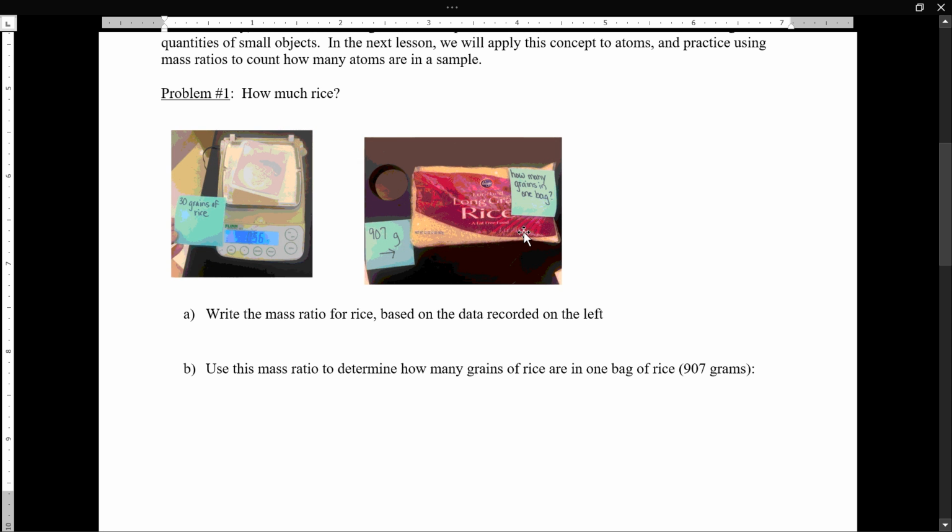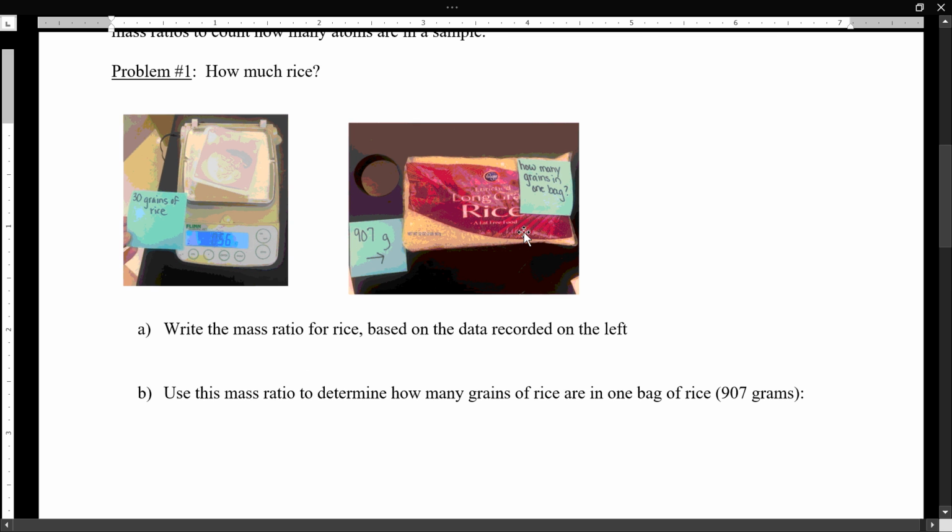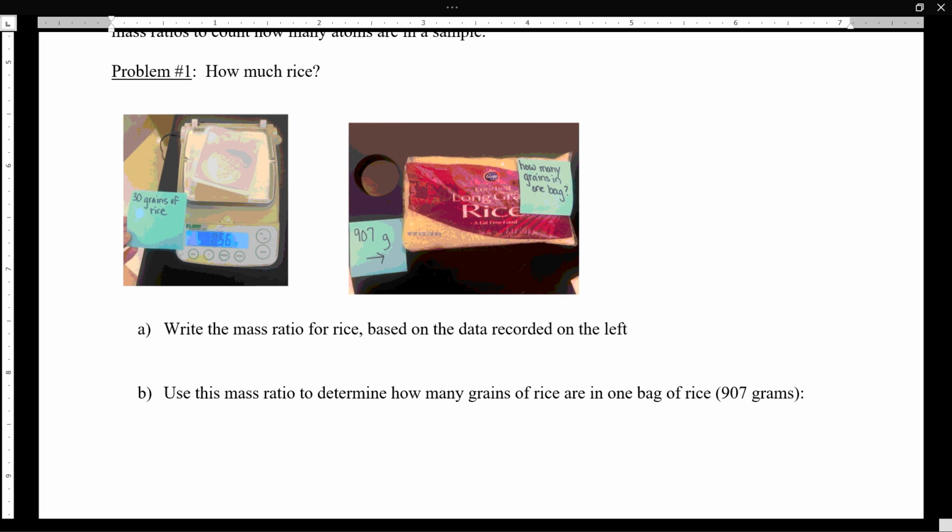In this first problem, we're trying to figure out how many grains of rice are in this bag of rice. I think it's a 2-pound bag of rice you might buy at the store. It weighs 907 grams if you look at the label. What I did here is I went into school and counted out 30 grains of rice from this bag, and I weighed them. It turns out that 30 grains of rice weighs 0.56 grams.